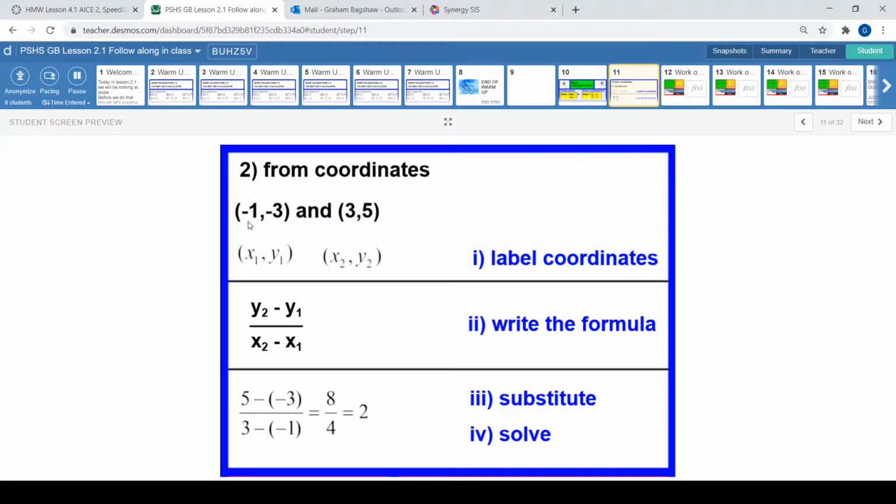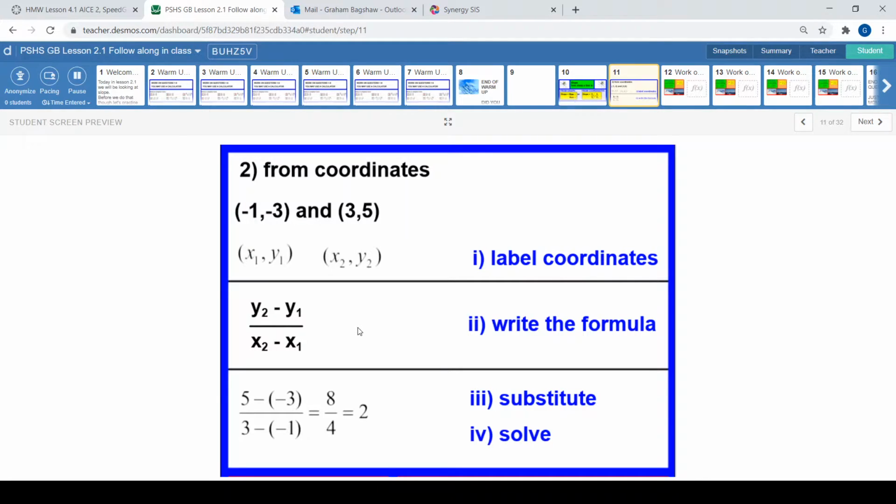So the first coordinate is always the x, and the second one is always the y. So for this first coordinate, I call it x1, y1. And then for the second coordinate, I call it x2, y2. So same order, x and y, but just the 2 to show it's the second coordinate. When we're doing that with coordinates, we write down the formula, y2 minus y1 over x2 minus x1.